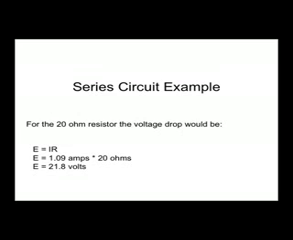Now, use that amperage and find the voltage drop across each element in the circuit. The voltage drop across each element in the circuit can be determined by rewriting Ohm's law to E equals I times R.